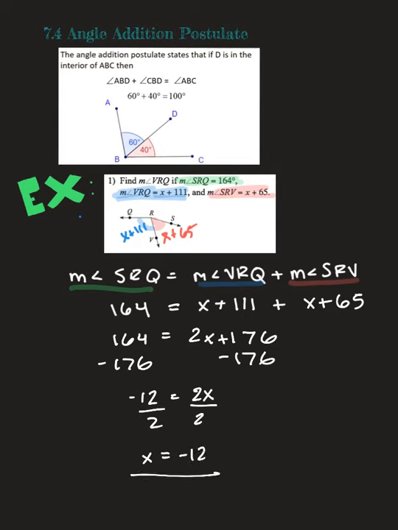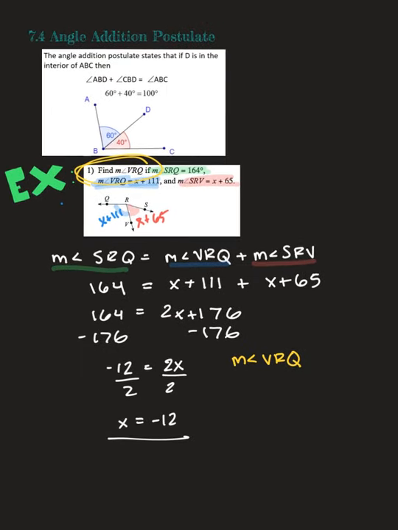Okay, cool. Now, the problem says to find the measure of VRQ. I know there's so much going on here, but make sure our goal is to find the measure of angle VRQ. It's not necessarily going to be the same angle every time, so you have to really look at the question to see which angle it is looking for.